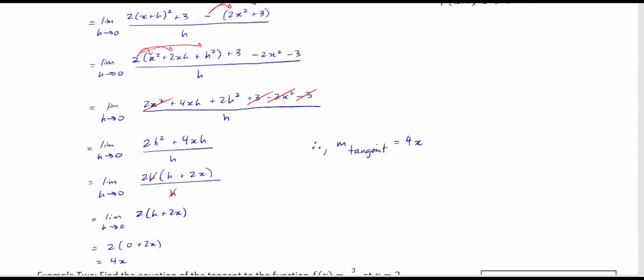And writing it this way is saying this slope is dependent on my x value. Slope as a function of x. So slope is dependent on x. And then I will simply sub x is equal to 2. So the slope of the tangent is equal to 8.